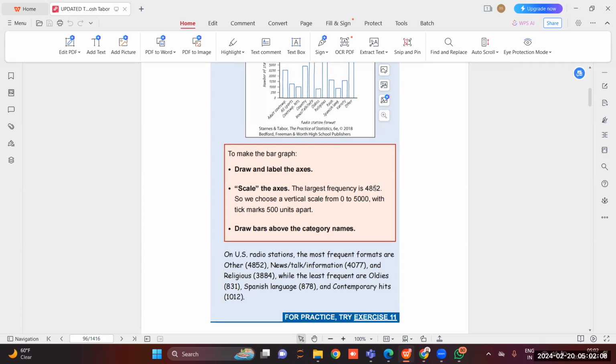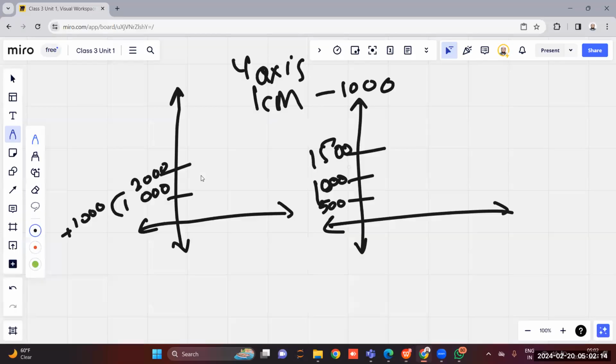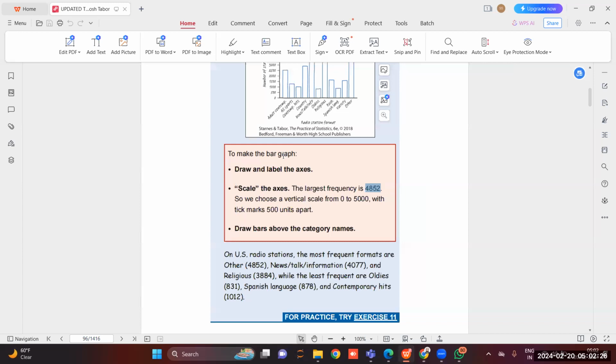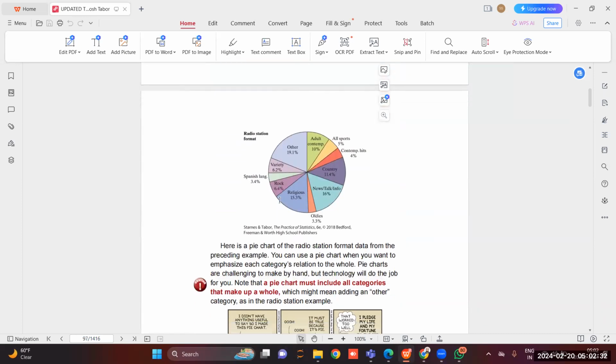The largest frequency is 4852. I told you the largest is 4852, so our maximum count in our graph should be 5,000, because we have to plot 4852. Whether we are plotting in a 500 scale or in a 1,000 scale, 5,000 should be the maximum value. Then draw the bars according to the category names. Next, we'll move on to the next thing.